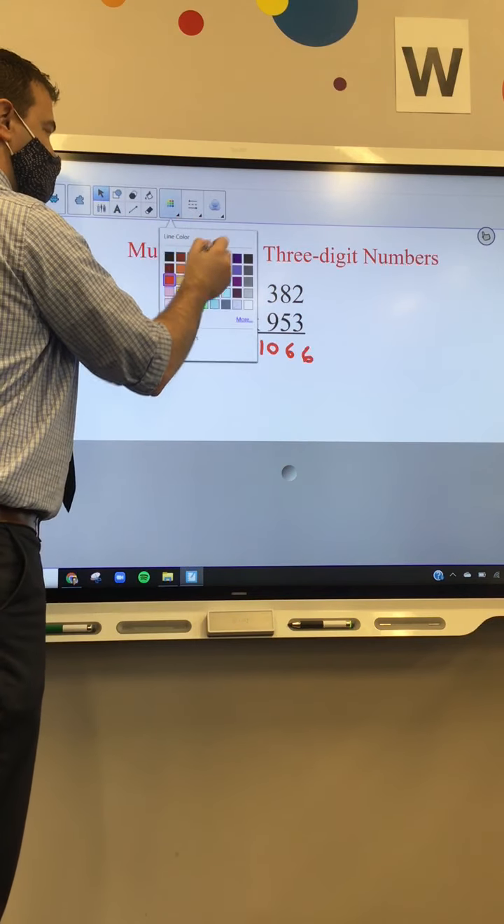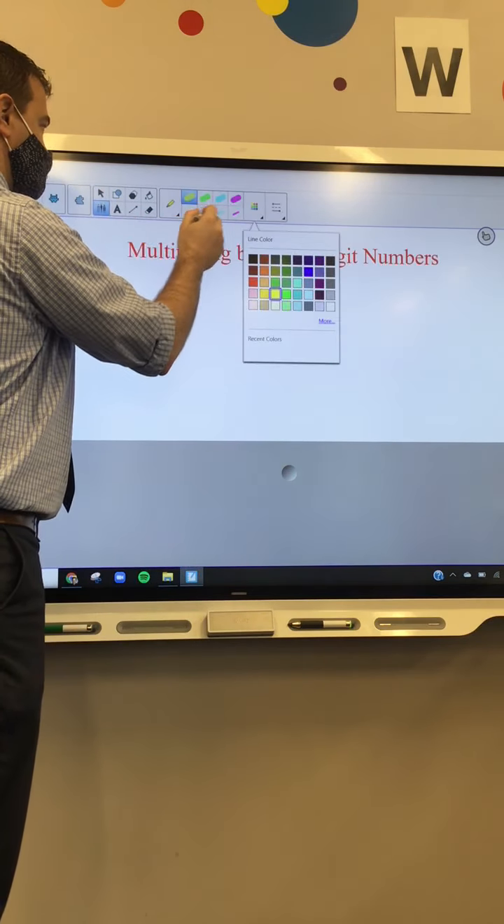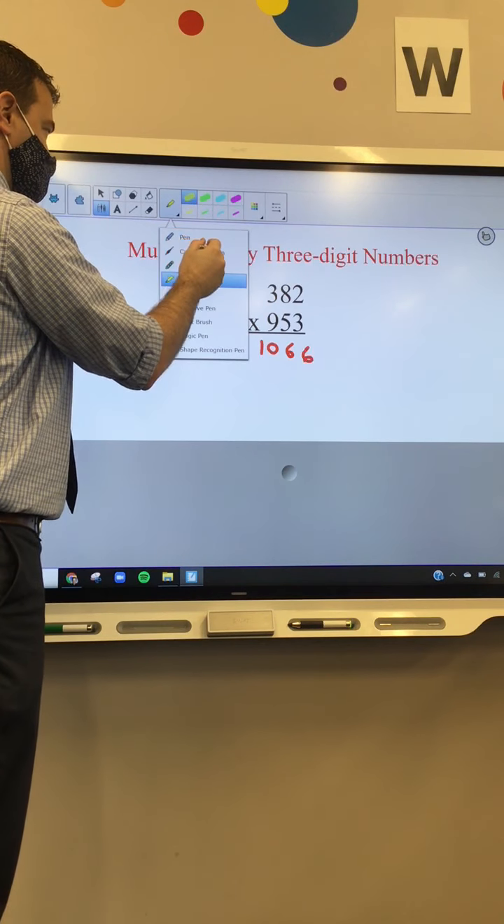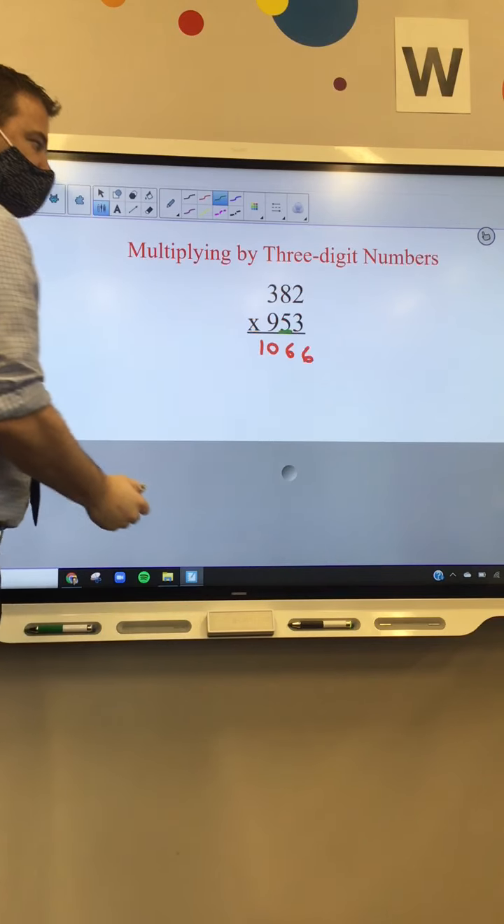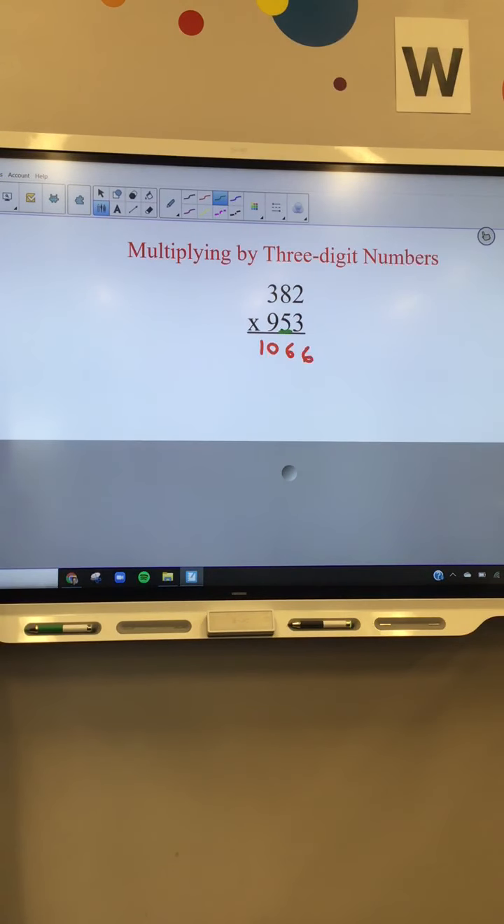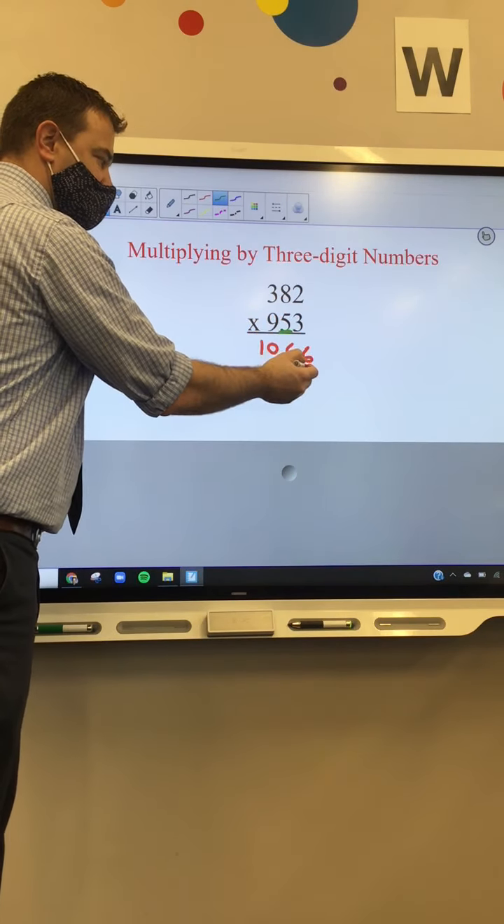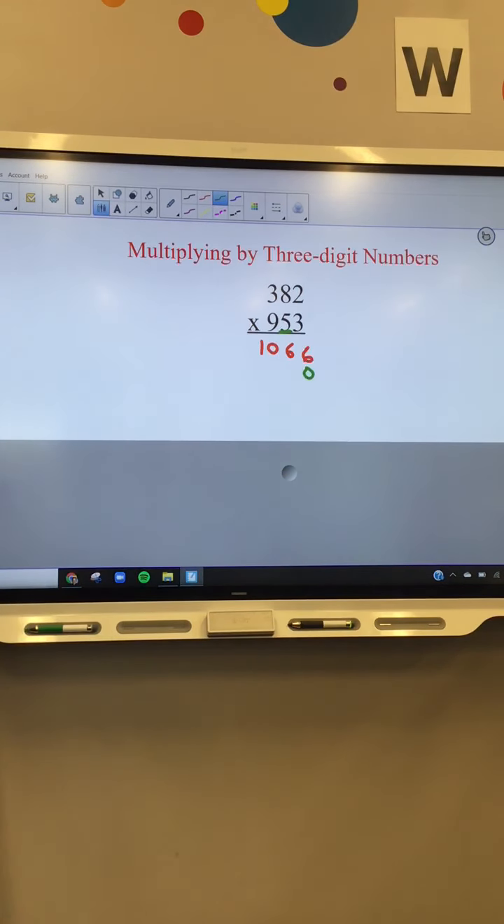And I say, well, what do we have going on here? So 50 groups of 2. Well, because it's 50 and not just 5, remember, that's where I put this extra 0 here, first, before I do any multiplying.